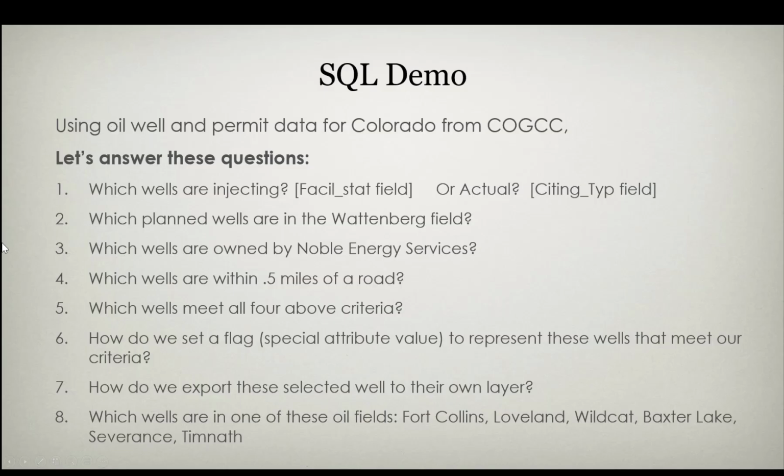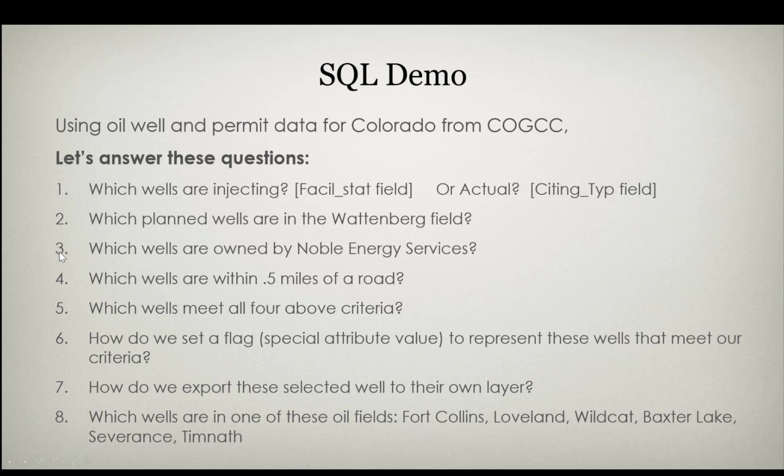So we kind of already did some of these steps here, but I wanted to end with a demo where we go through how to answer some questions. So if you wanted to find out something like which wells are injecting, that would be a pretty straightforward question. You would just set up a query where you look for the facilstat column equal to whatever value. Which planned wells are in the Wattenberg field? That's the one that we just did. Now let's take a look at number 3.